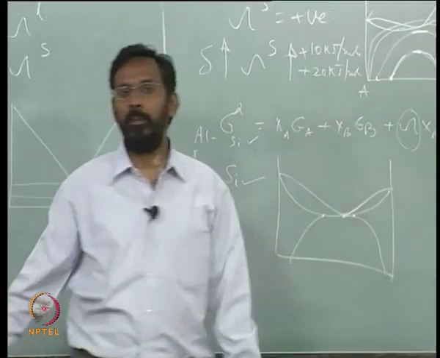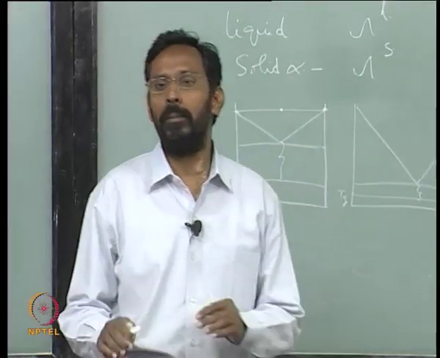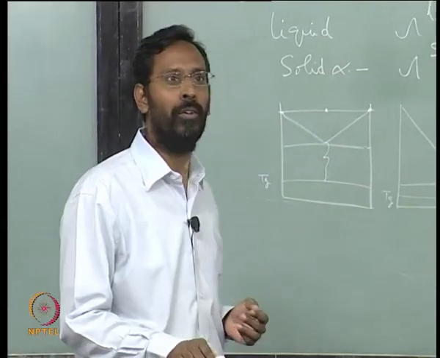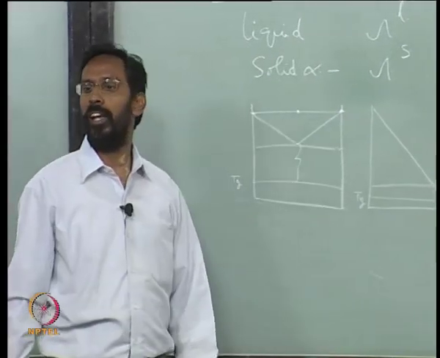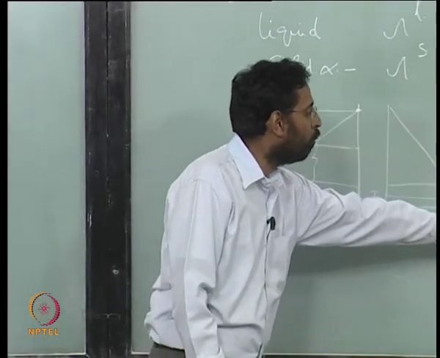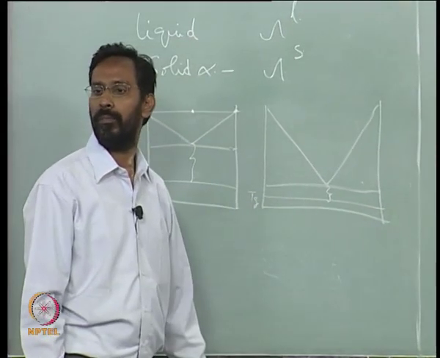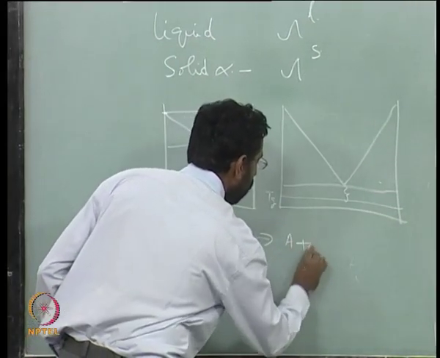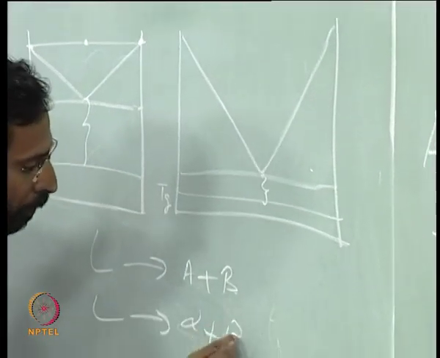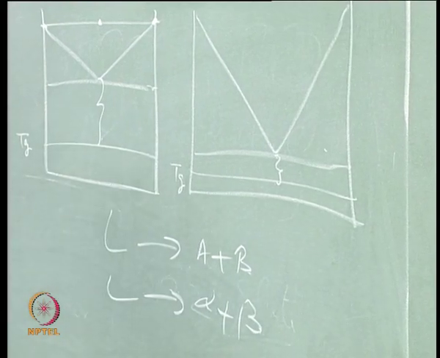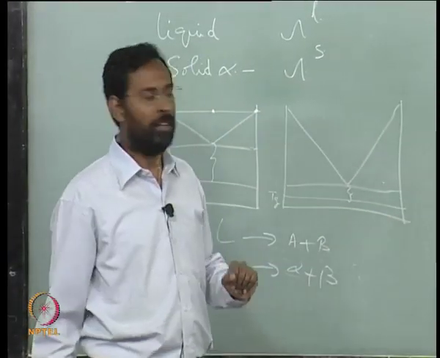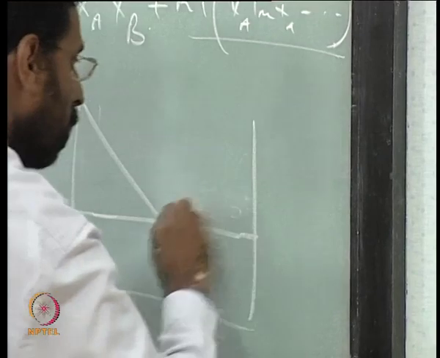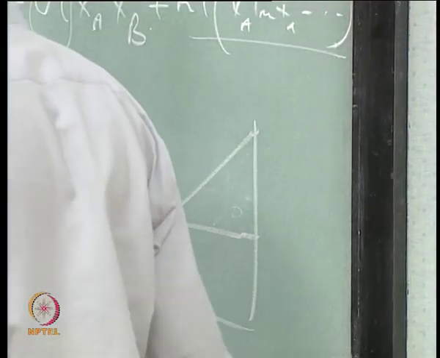Because the miscibility gap becomes wider and wider, the solubility limits keep on decreasing, to an extent that at some value the solubility limits vanish. You would see the phase diagram becomes something like this, where there is no solubility of B in A or A in B. It is like a liquid giving A plus B instead of liquid giving alpha plus beta. There is a difference between the two, isn't it? When I say liquid giving alpha plus beta, the two are terminal solid solutions, which means there is a solubility of A in B and B in A. So instead of a phase diagram like this, you end up with a phase diagram like this, where there is no solubility of A in B.